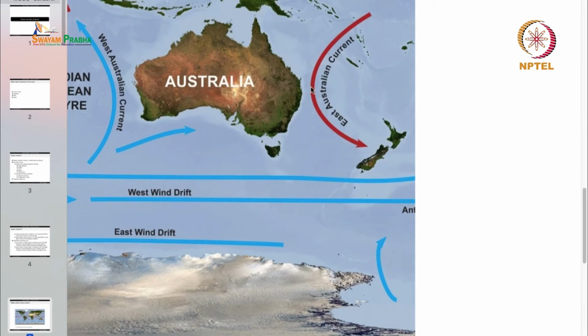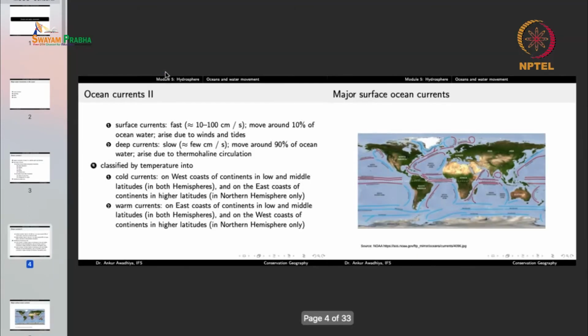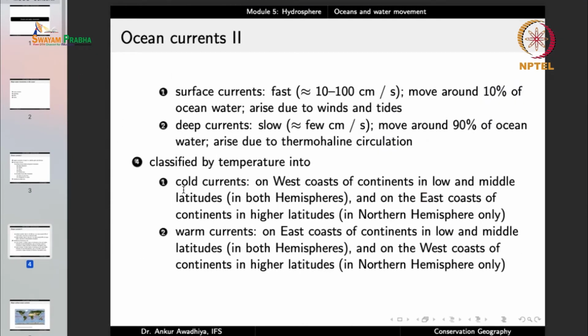Now here again, because this is a warm current, these areas will get more rainfall. This West Australian current being a cold current, these areas will have less rainfall. So typically you can observe that the east coast of Australia is wetter, because of which we are getting more forest. The west coast of Australia is drier, and so this portion appears to be dry. So on the basis of temperature, we have cold currents and we have warm currents.